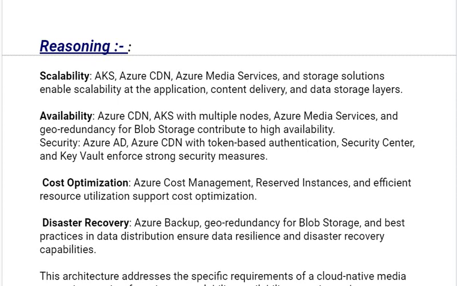Next reasoning, cost optimization. Azure Cost Management, reserved instances, and efficient resource utilization support cost optimization. Last reasoning, disaster recovery. Azure Backup, geo-redundancy for Blob Storage, and best practices in data distribution ensure data resilience and disaster recovery capabilities.